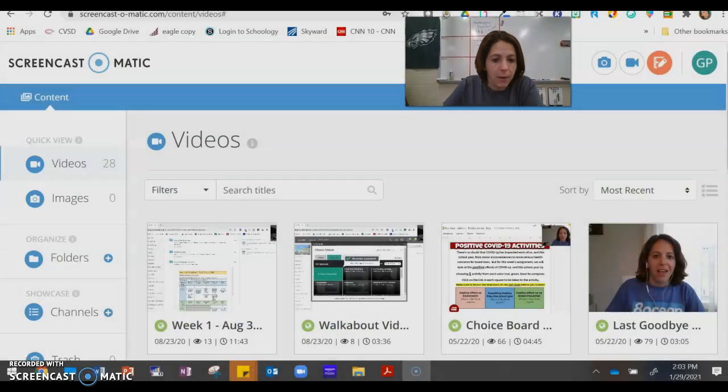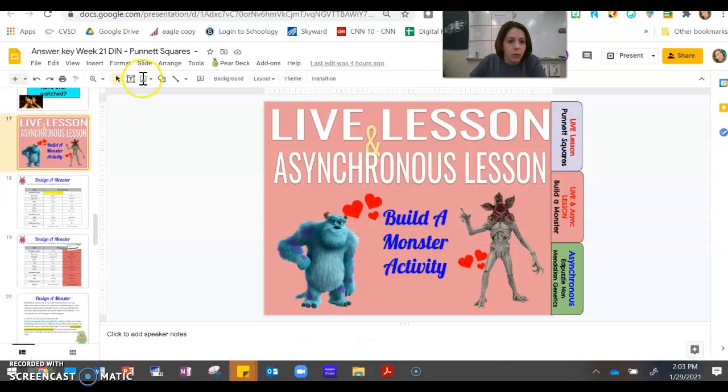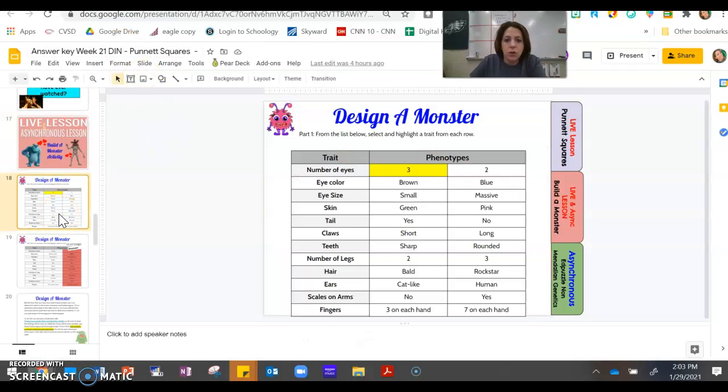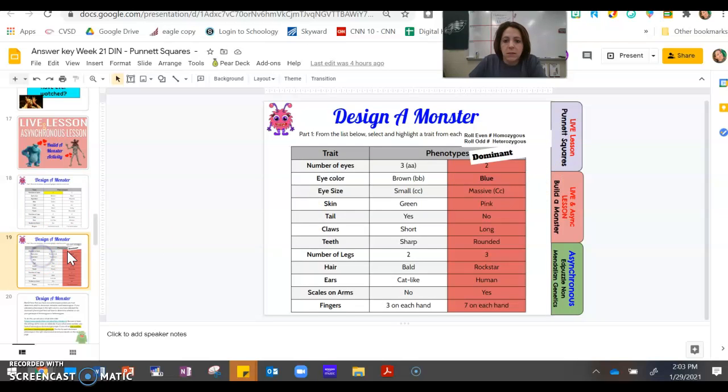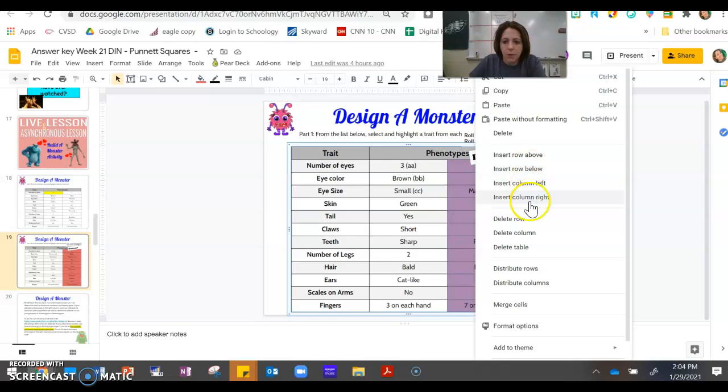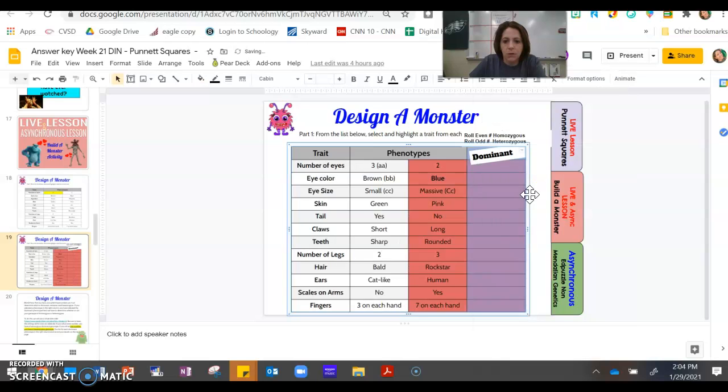All right, so for the monster assignment, the first thing that you should have done was to choose your traits. Check. I'm assuming that you understand that. Next, anything that you chose in the right column, well, they're dominant traits. So now we need to figure out what the genotypes are. I can just throw a column in here to the right and show you best here.